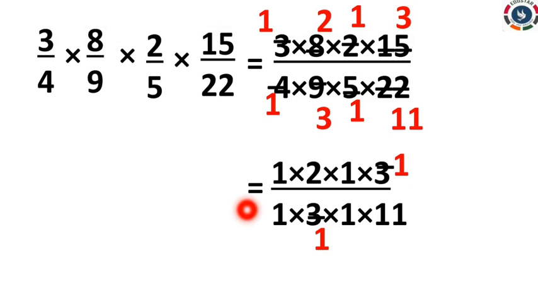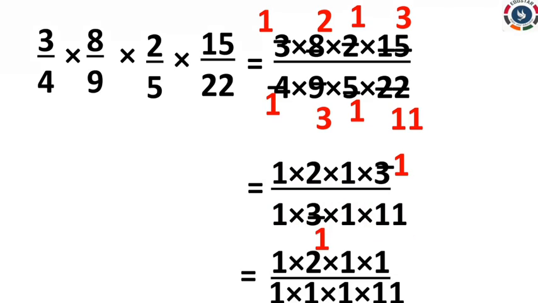Now write all the numerators and denominators: the numerator is 1 into 2 into 1 into 1, divided by 1 into 1 into 1 into 11. If you multiply, you will get the answer 2 by 11. So this is the lowest term.